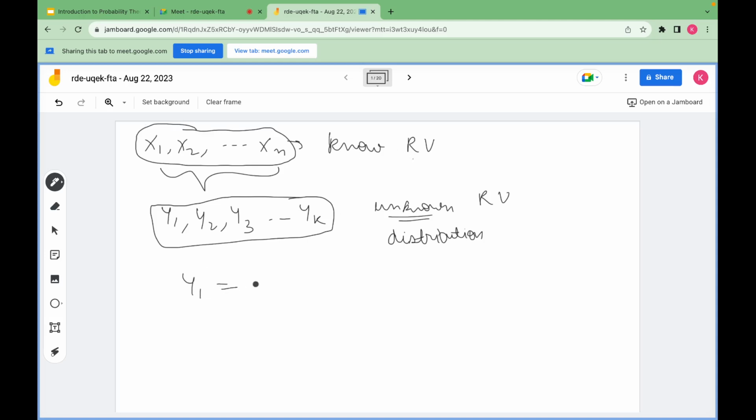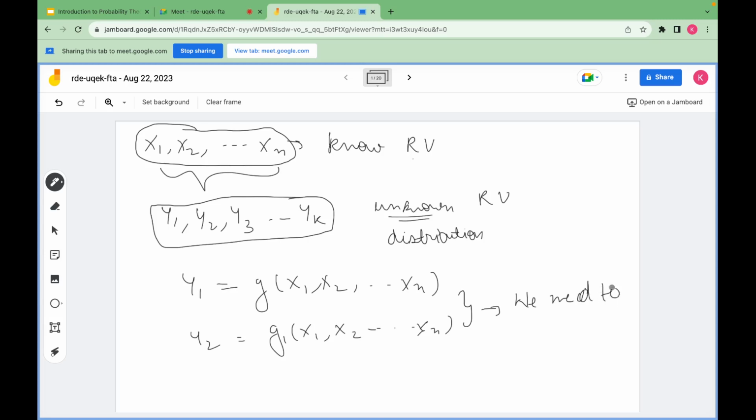So this y1 is some function of x1, x2 till xn. Similarly, y2 is some other function of all these random variables. So now, given these things, we need to find the distribution of the new random variables y1, y2 and so on.